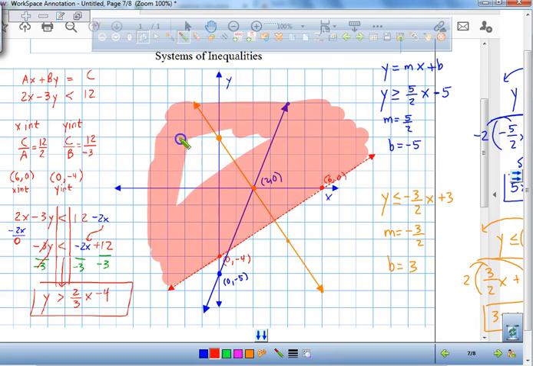So right now, what does this red area right here represent? That represents the solution region of what? Of my red inequality right here. That's the solution region. All right, next one I'm going to do.